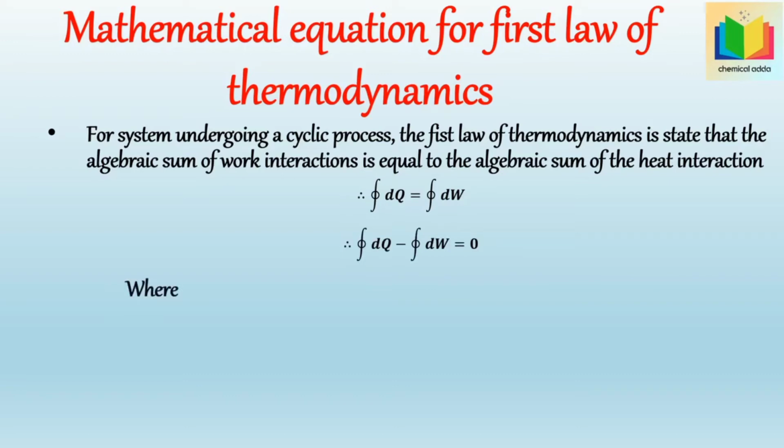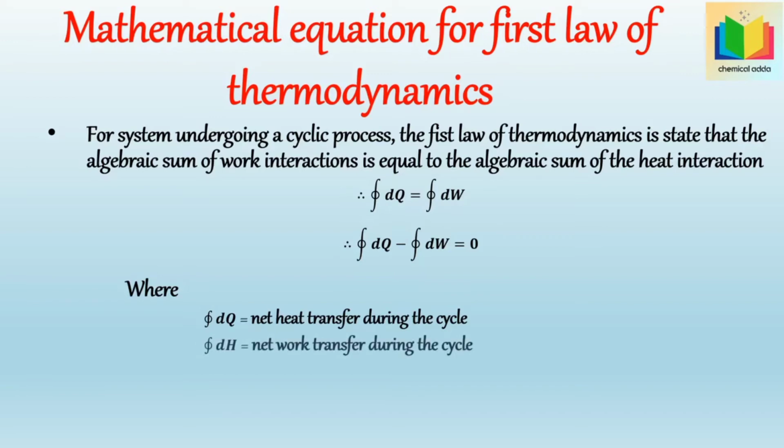where integration of dq is net heat transferred during the cycle, and integration of dw is net work transferred during the cycle. Hence we get integration of (dq minus dw) is equal to 0. dU is equal to dq minus dw.